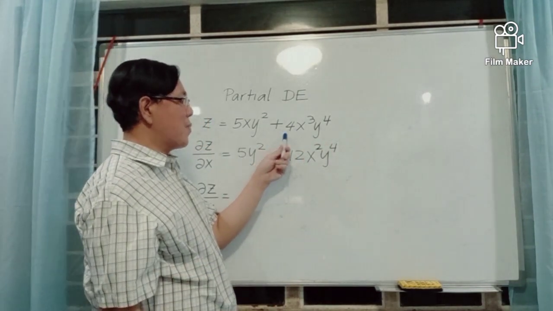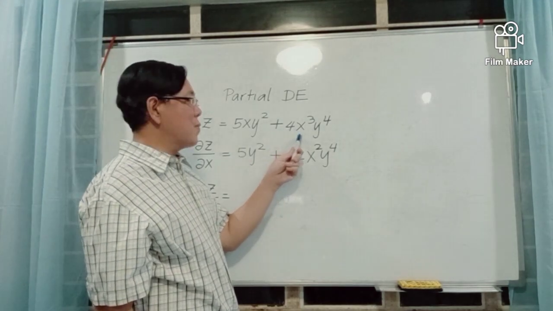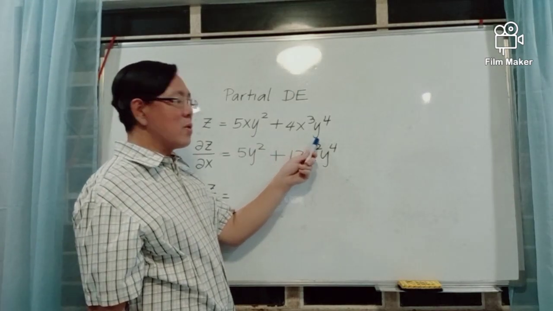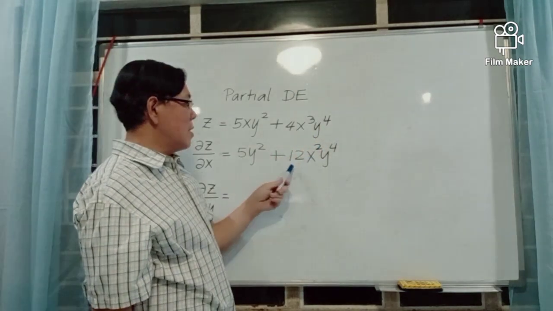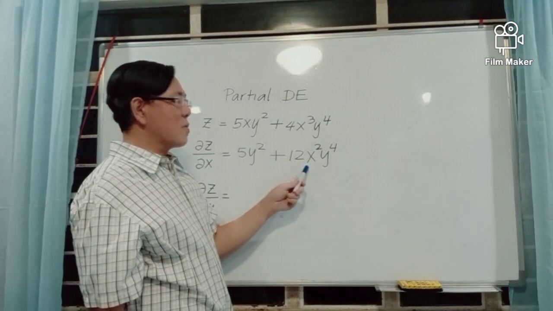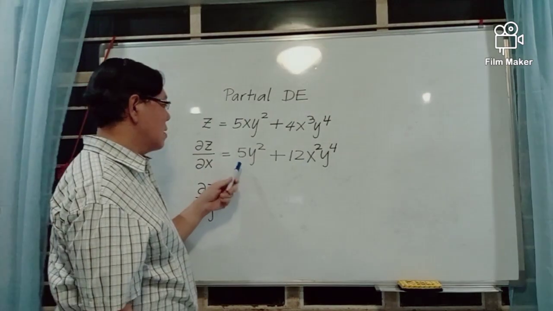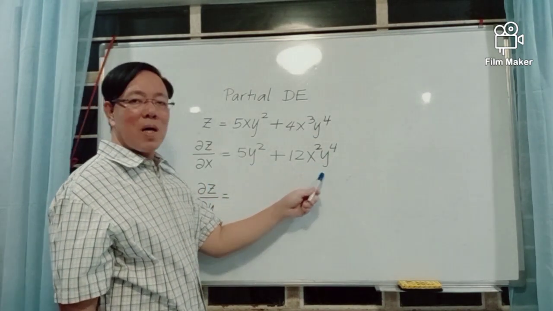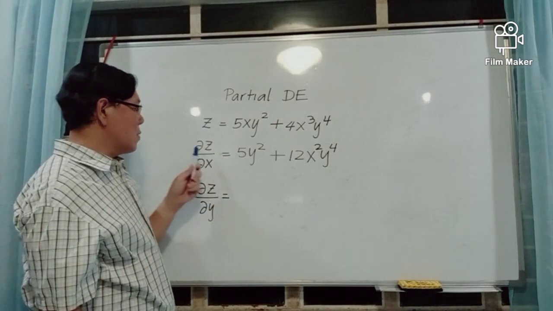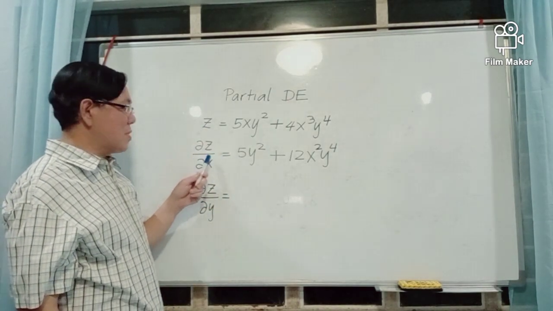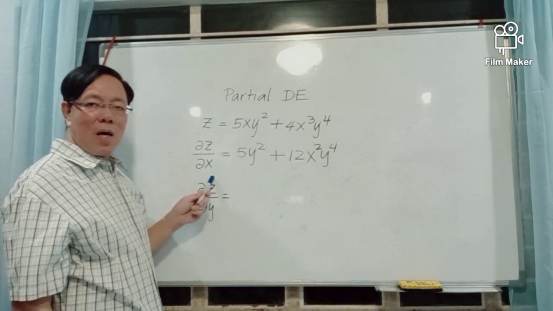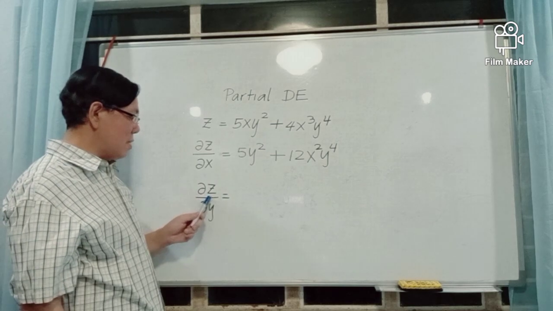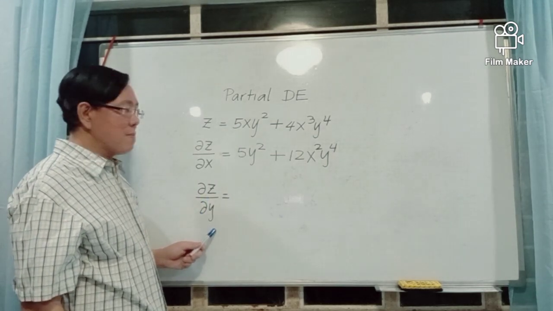The derivative of the second term, x cubed y to the 4 with respect to x, considering y to the 4 as a constant, is 12x squared y to the 4. So 5y squared plus 12x squared y to the 4 is known as the partial derivative of c with respect to x. We now get the partial derivative of c with respect to y.